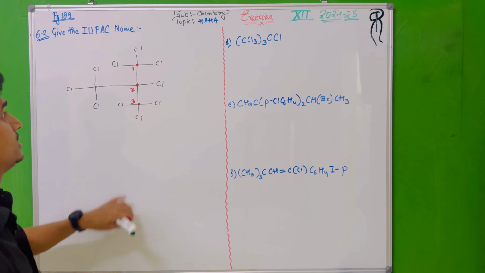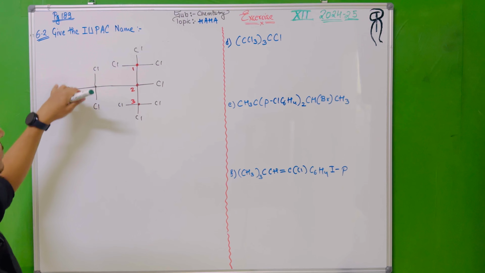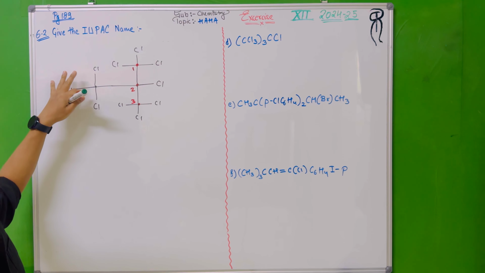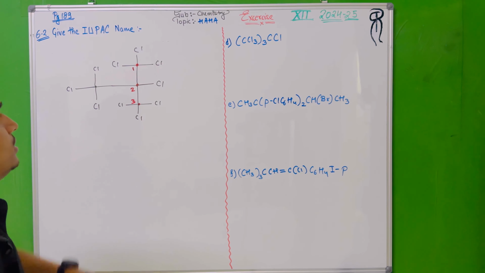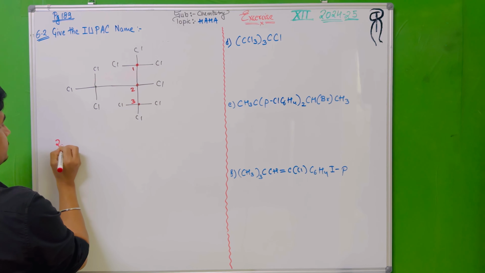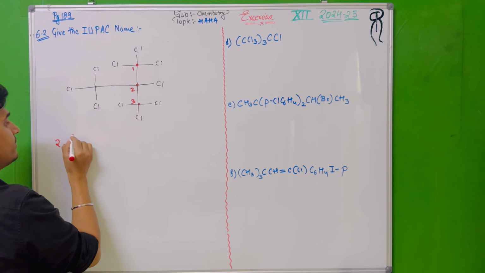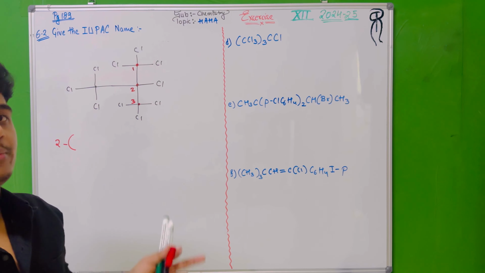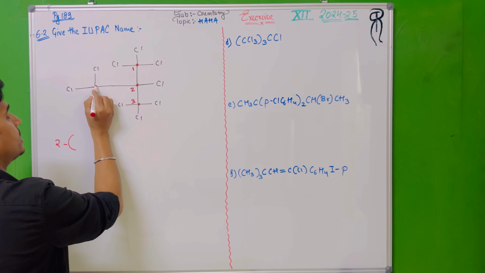Now first, if you see on the second position, we have this big group. So we're going to name this first, then together we'll name it all. So at the second position, this is a complex group. Whenever there is a complex group, what you have to do? You have to put it in a bracket. So if you can see now, this is again a separate group.